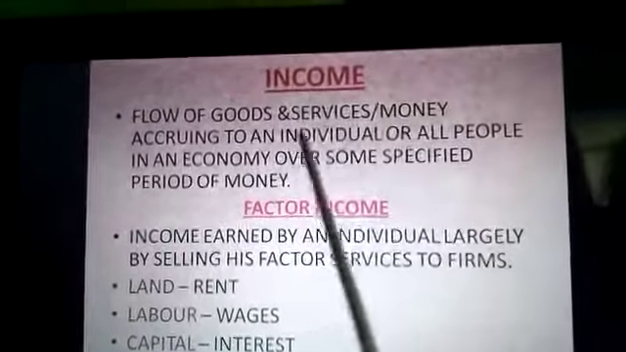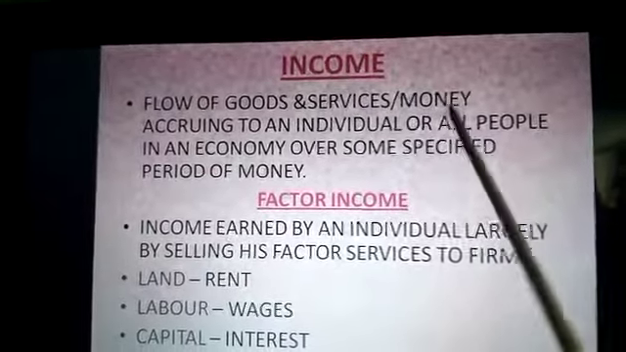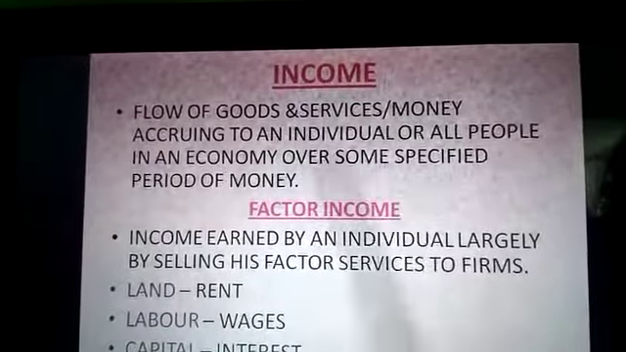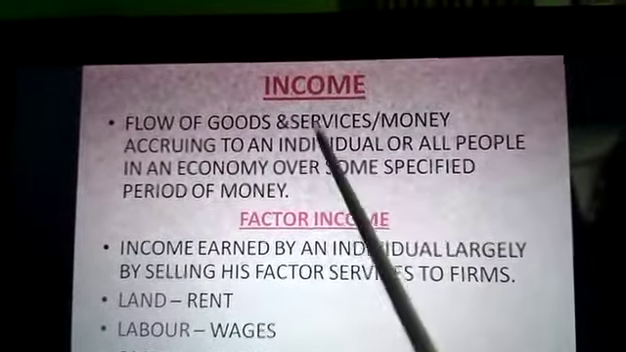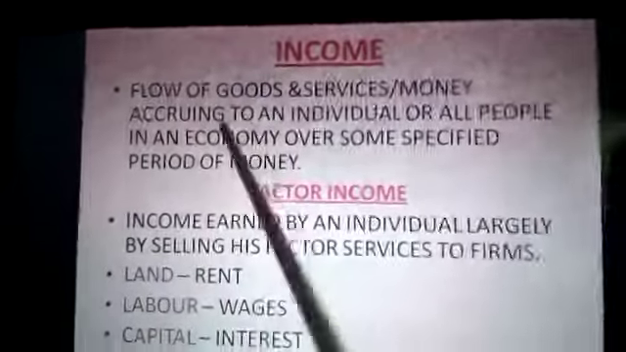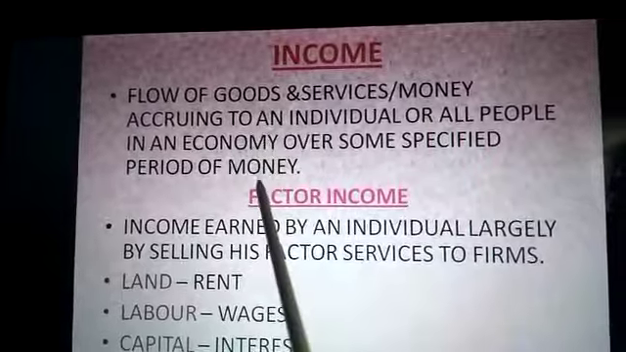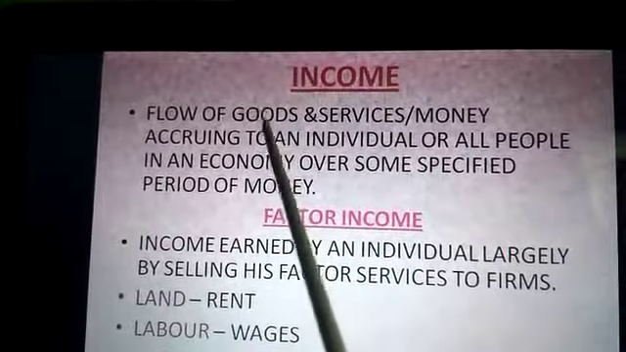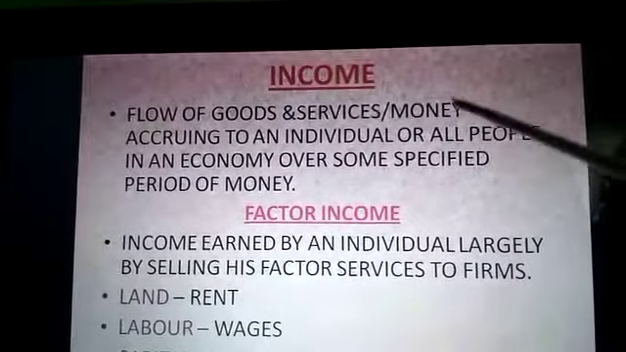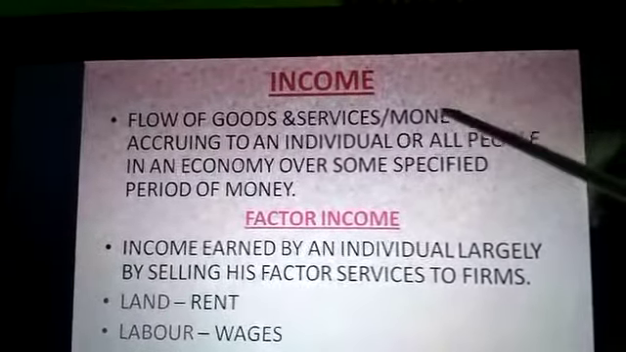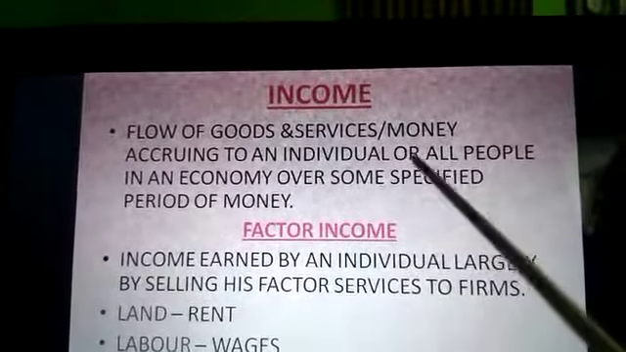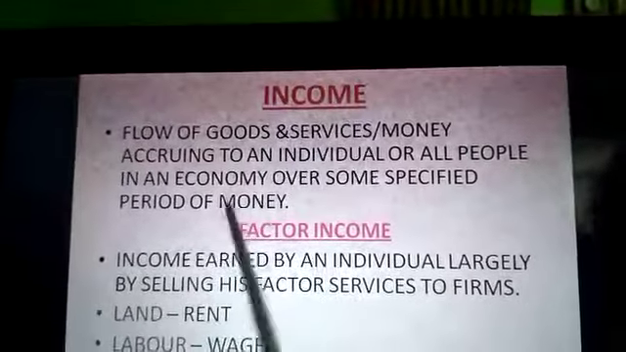Then income. Flow of goods and services or money accruing to an individual or all the people in an economy over some specified period of time. A person works for a month, 30 days, in a rice mill and is given 10 kg of rice. That is his income. Another person works in that same rice mill and is provided 100 rupees. That is his income. And it should be over a specified period of time.